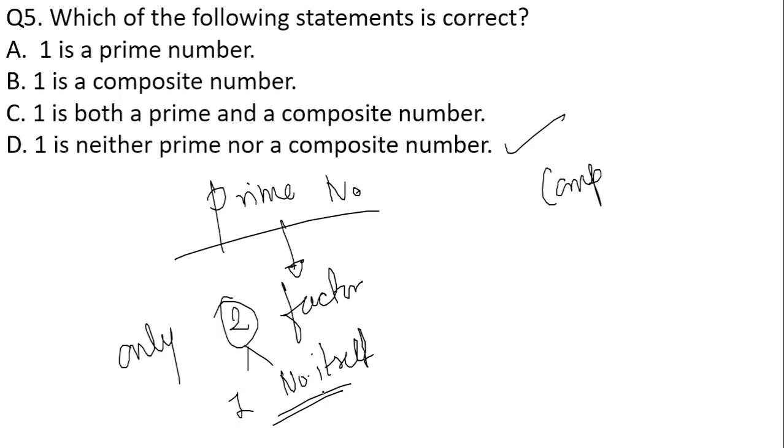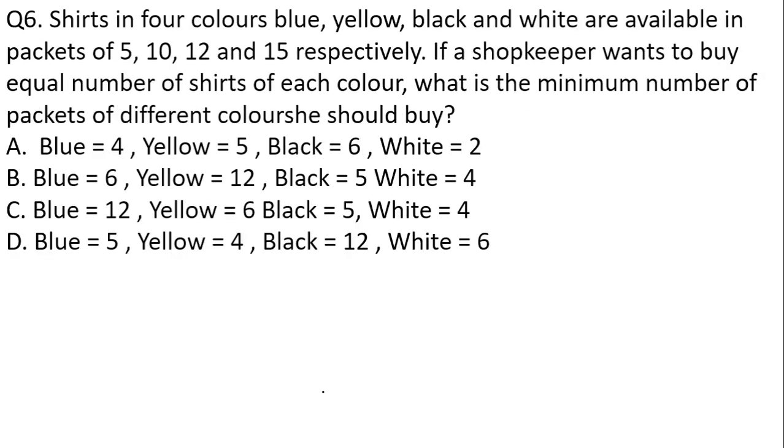Okay, so from here, the prime number definition is that it has only two factors, not more than two, not less than 2. So 1 has only one factor, so we can clearly conclude here that 1 is not a prime number. To be a composite number, the number should have more than 2 factors. So 1 again does not have more than 1 factor, so it is not a composite number nor a prime number. So option D is the correct answer for the given question. Moving on to the next question now.